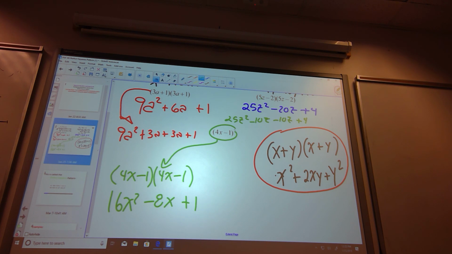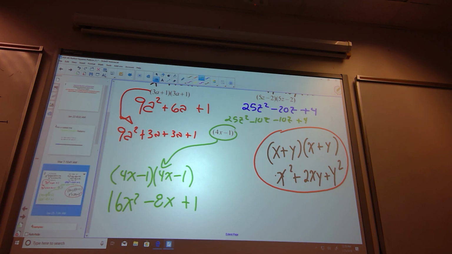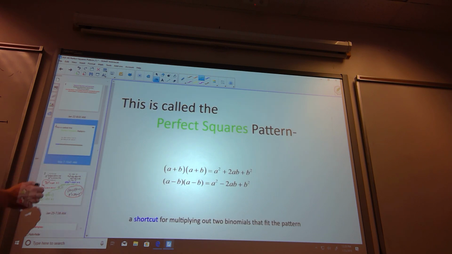So these are called perfect square trinomials because I'm taking the exact same binomial, all the same signs, and multiplying it by the exact same binomial again. Right? So sometimes you might see a pattern, sometimes you might not. It's okay if you don't see it right away.